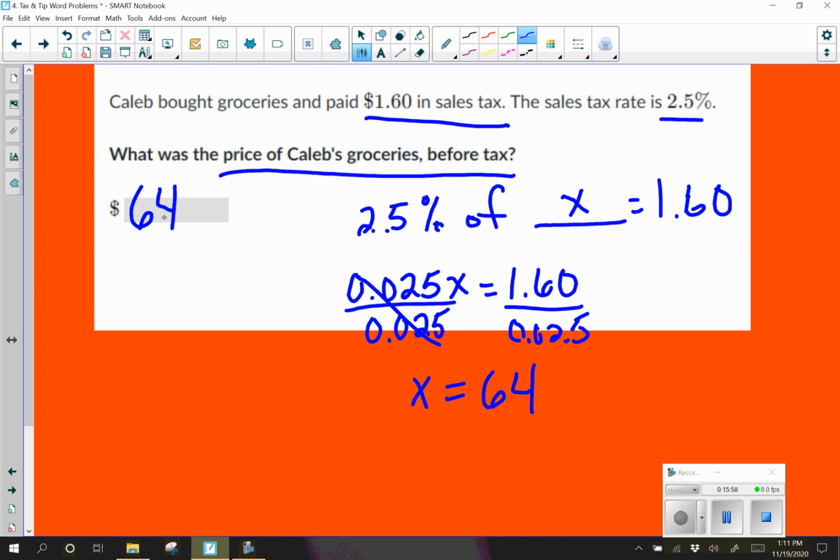And again, if you wanted to set up a proportion, you would just put 2.5 over 100. The sales tax is our part, which is $1.60, and then our whole is what we're missing. So you would then go and find your cross products, and you would end up with the answer of X equals $64 as well.